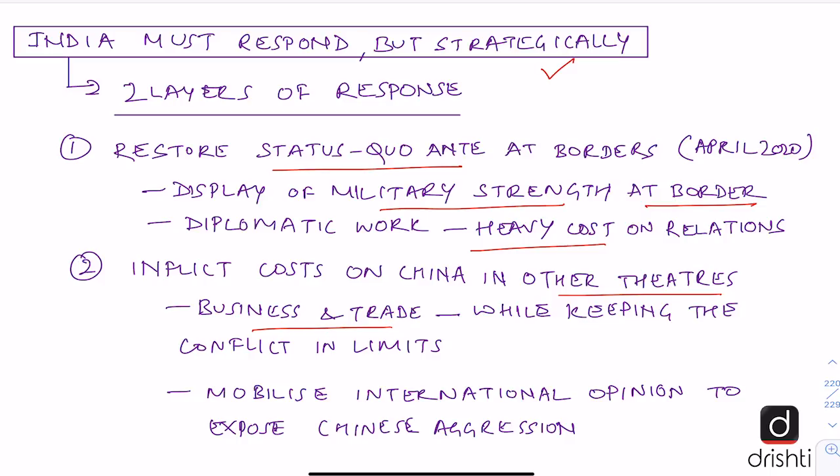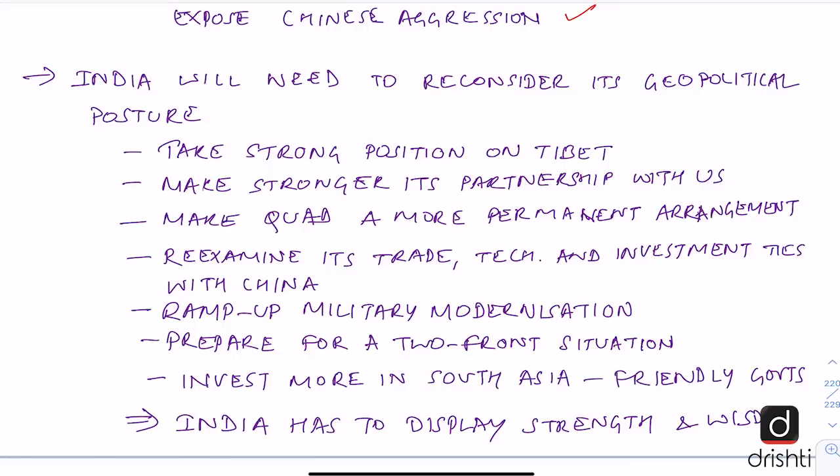Also, India must try to mobilize international opinion to expose the Chinese aggression and create pressure on China. Also, it is important that India reconsiders its geopolitical posture in light of the recent conflict with China. It has to take a strong position on Tibet. It must make it clear to China that if China indulges in such theatrics, India will also raise the Tibet issue. Also, India should make its partnership with the US stronger. And India should also not shy away from the Quad grouping and should try to make it a more permanent arrangement.